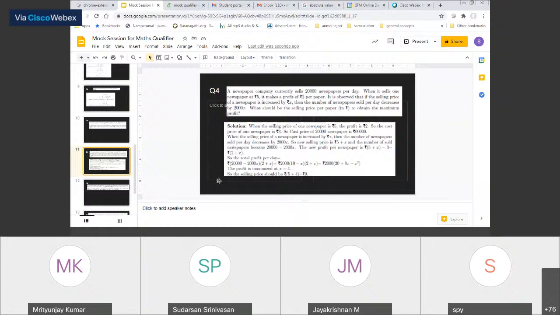Actually, it is not, sir. I was thinking that I should take 3 plus x into 20,000 minus 2,000x, because the cost price is 3. Yes, but 3 plus x itself is pretty high. So 3 plus x is not the profit, right? We want to find the total profit. You have to take the profit obtained per newspaper and multiply it by the number of newspapers. Is it clear? Okay, sir.